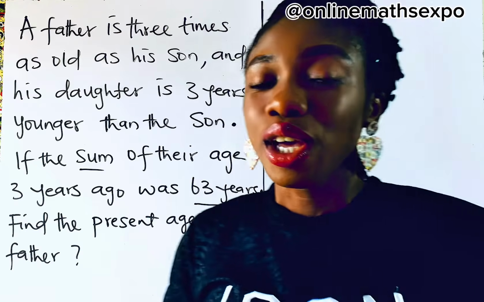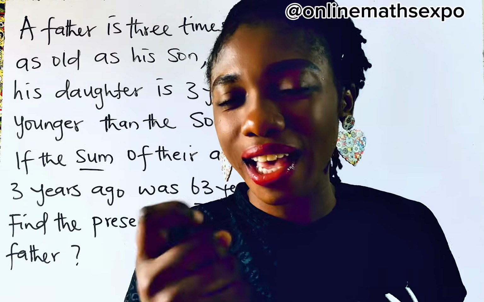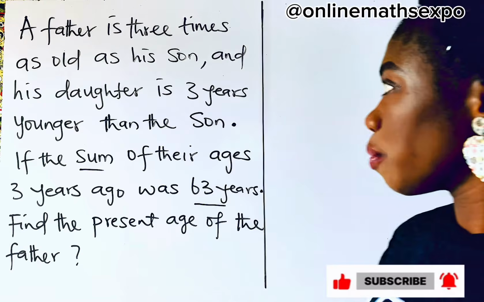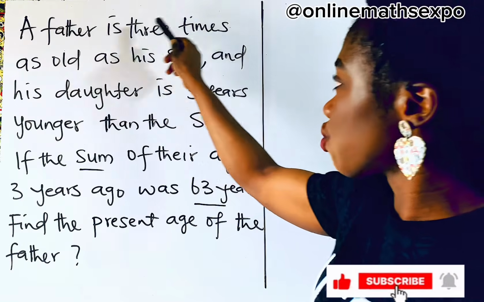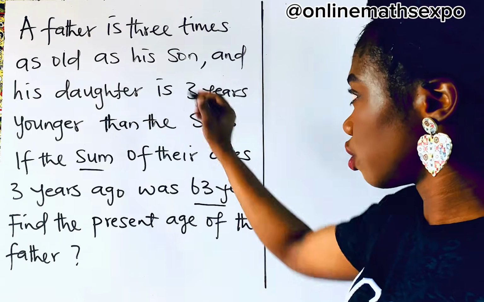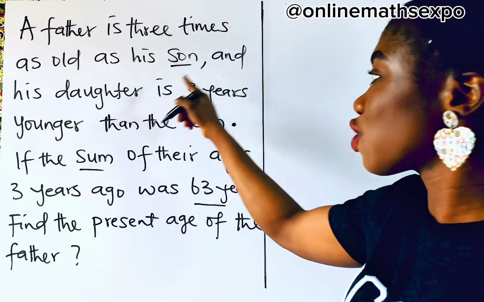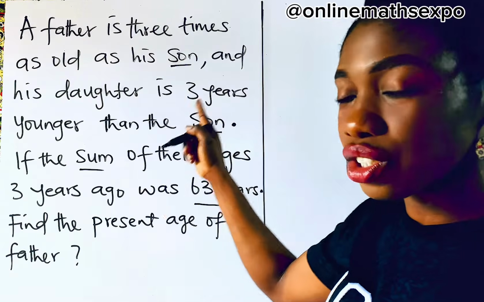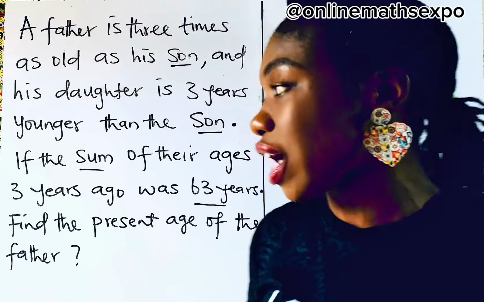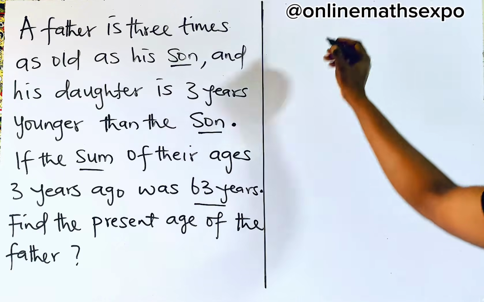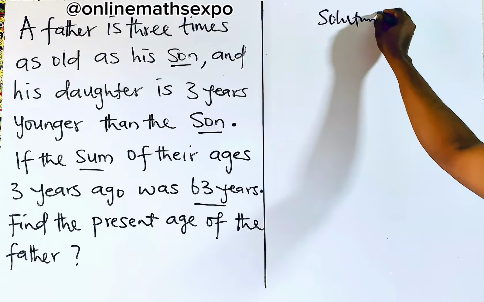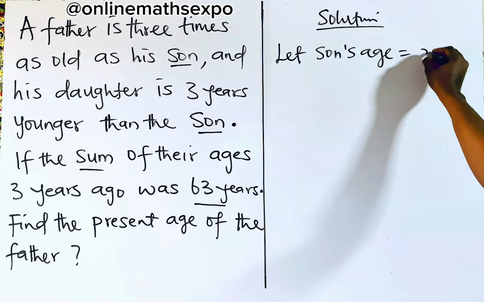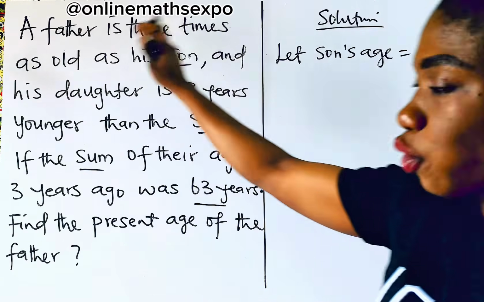Now, like I told you, each time you have this kind of question, just try and identify the key person the question centers on. If you go back to this question, you see a father is 3 times as old as his son. And then the daughter is also 3 years younger than the same son. So the question is centering on the son. Since you have identified that, we begin with the solution. Let the son's age equal x.